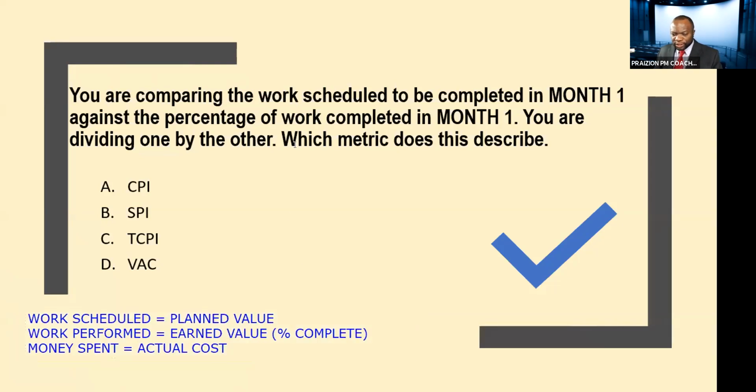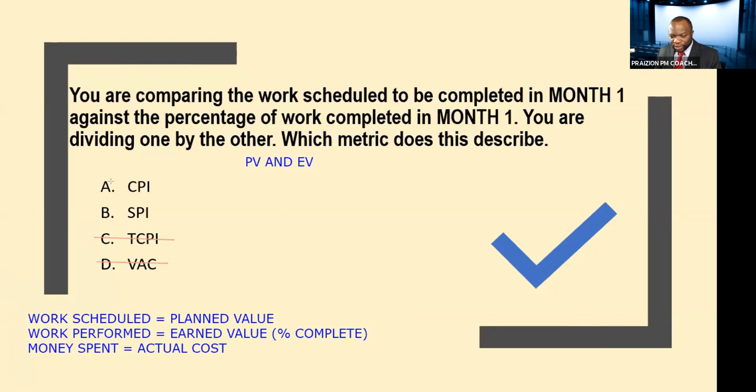So if we take a look at these, we have PV and EV in the question. So which of these formulas contains both? It is not VAC. We already know that. We took a look at these. VAC is BAC minus EAC. TCPI, we know it's not that one.